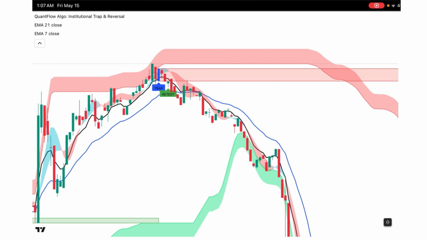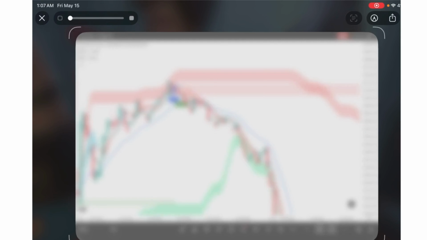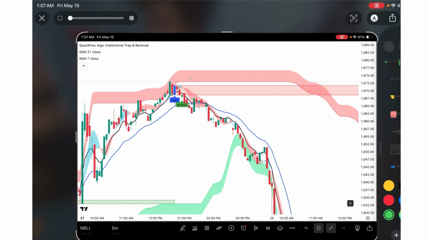Here, if you look, it gave us a tap signal at the top. Right at the top, it gave a tap signal, and you can see the market fell from exactly there. If we look at the 21 EMA, the crossover of the 21 EMA happened here. Somewhere around here, it gave an entry. Where exactly did the entry form here? Around here at 1870. Those using the EMA would have gotten an entry here, already 10 points lower.